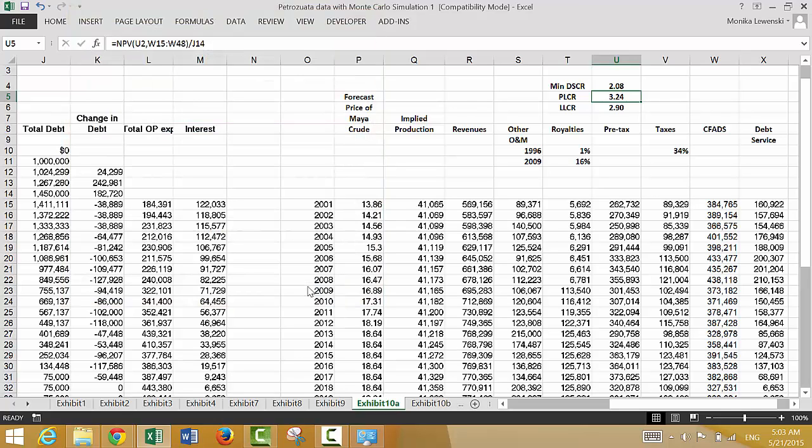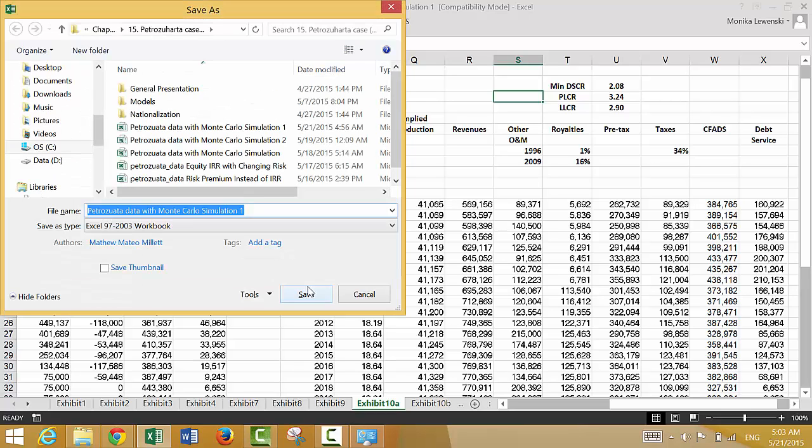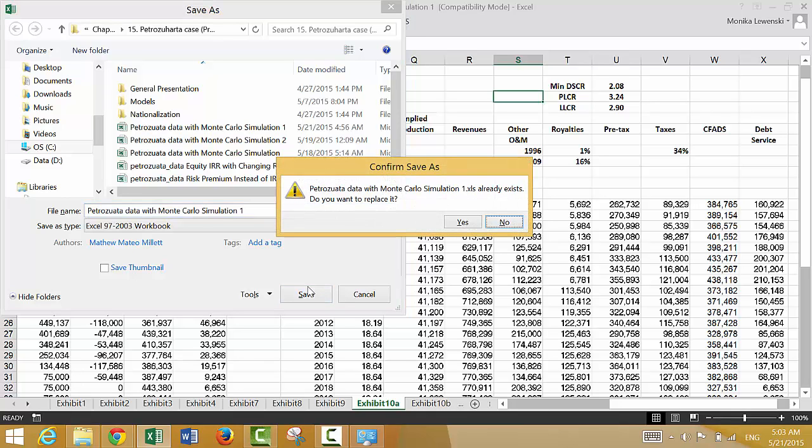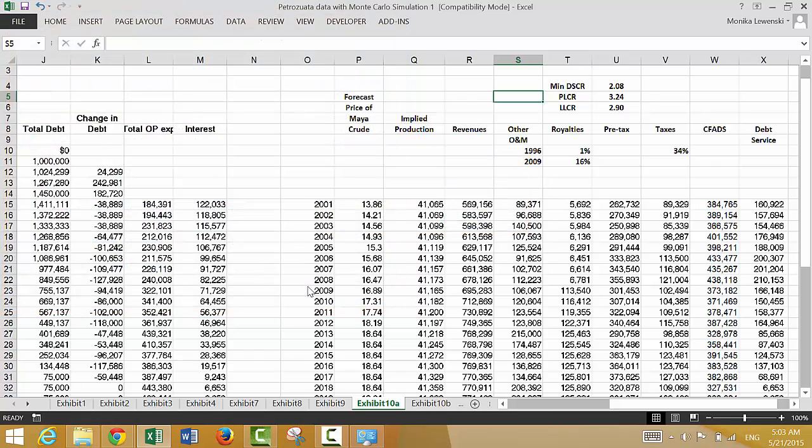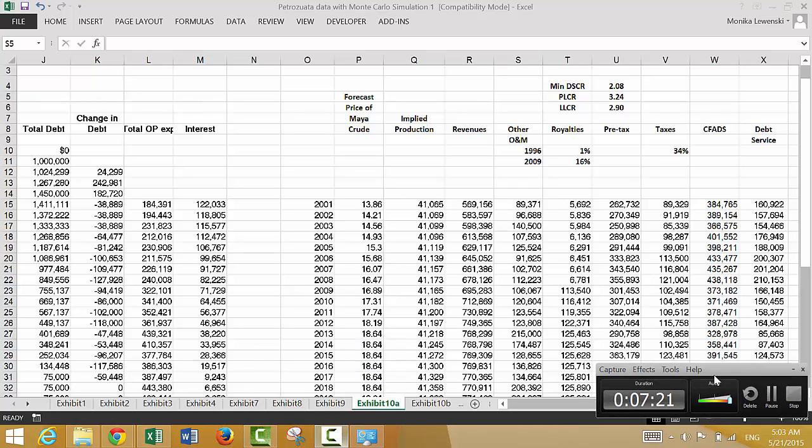This is going to be part 1 of the video, which will just have setting up the model for Monte Carlo. Okay, I'm going to save this file as Monte Carlo Simulation 1. And then the next one, we're actually going to make the distribution analysis. So I'm actually going to split this Monte Carlo analysis into three steps.